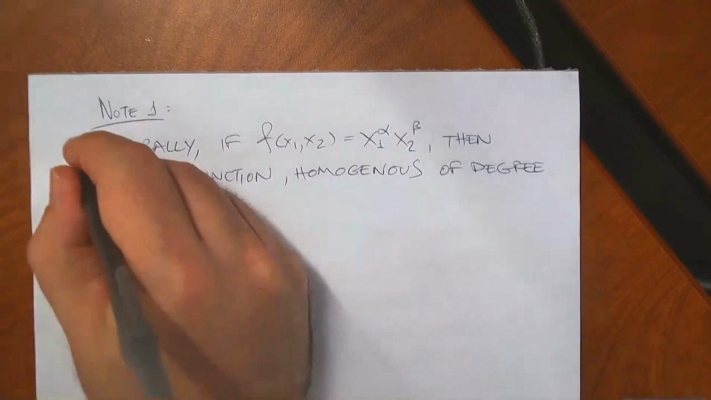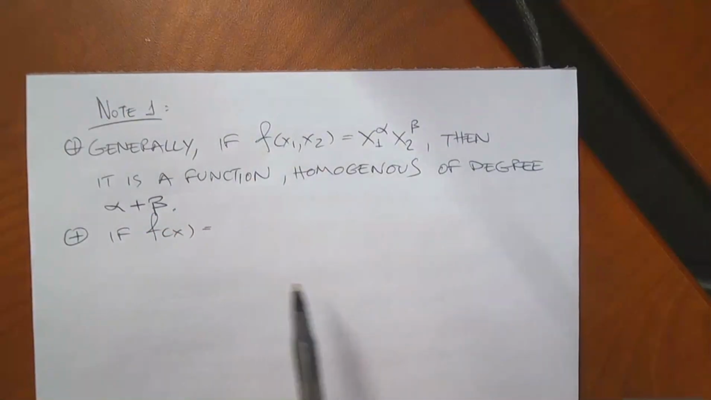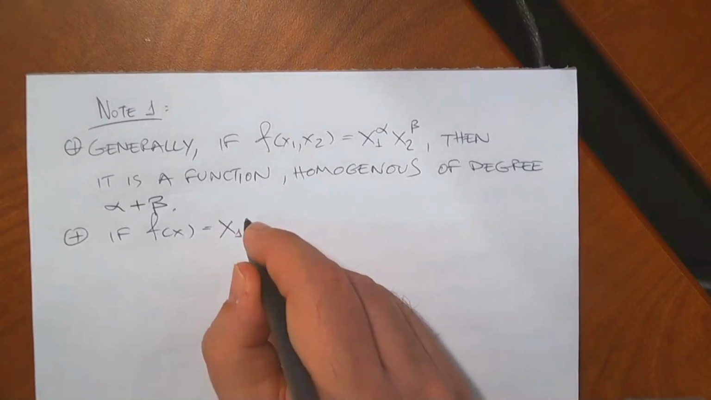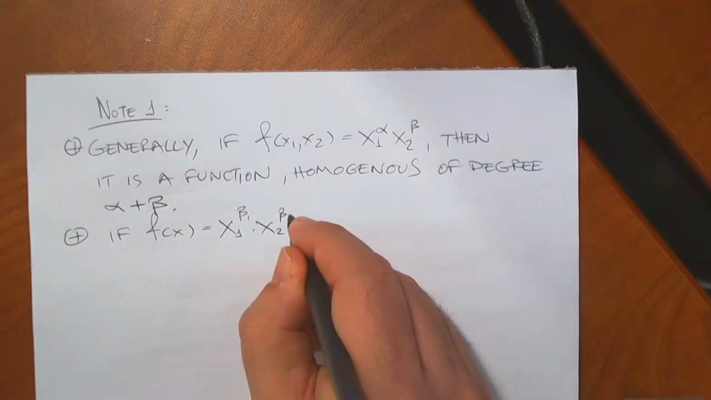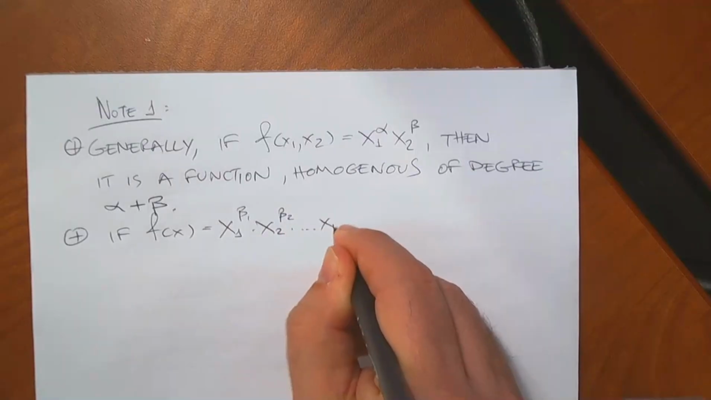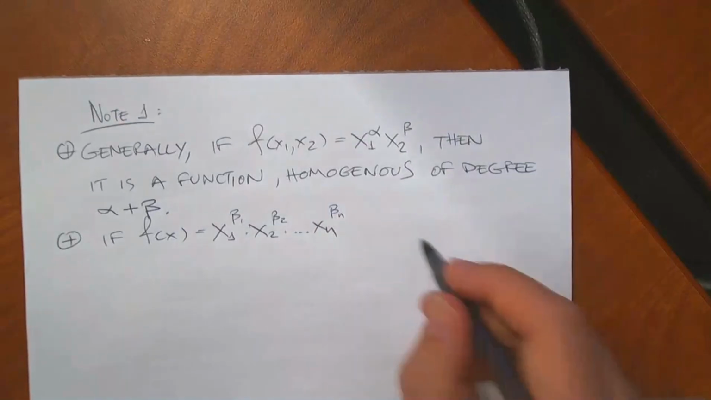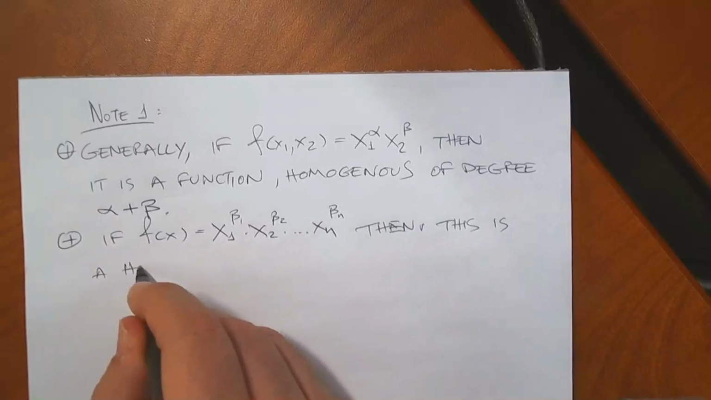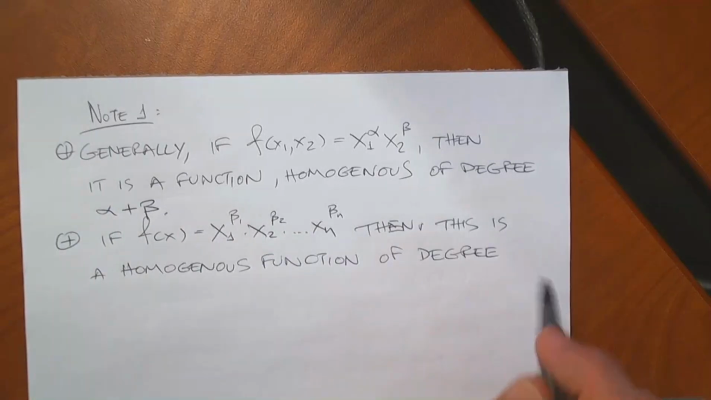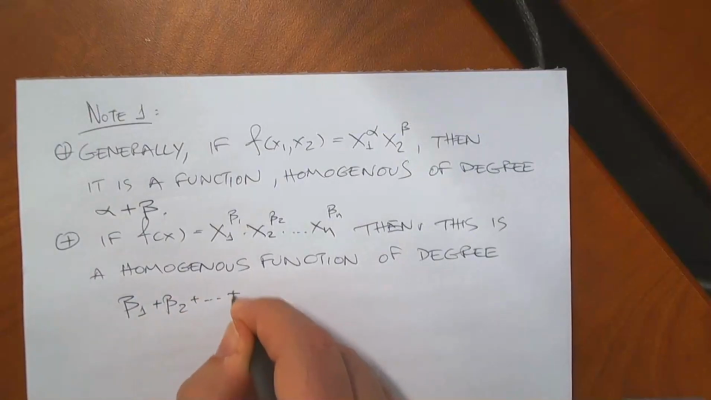Even more generally, if your f of x doesn't only have two inputs, it has n inputs, you have x1 to the beta 1 times x2 to the beta 2 times dot dot dot xn to the power of beta n. Then this is a homogeneous function of degree... what would be the degree here? Beta 1 plus beta 2 plus dot dot dot plus beta n.